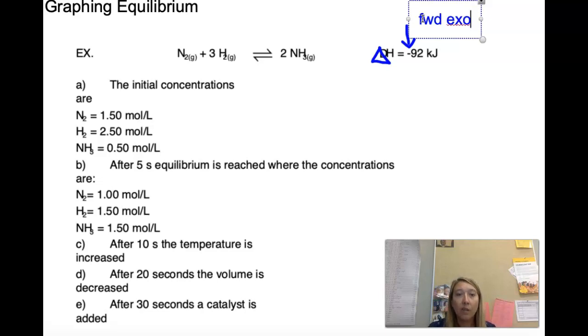So we are given some initial concentrations. We are told that after 5 seconds, equilibrium is reached, and we're given those concentrations. And then we get into all the qualitative stuff. So A and B will be quantitative because it did give us some actual numbers to work with. But once we get to C and D and E, these become entirely qualitative because we don't know by how much it's going to shift. So really what we're looking for is, did you draw it shifting in the correct direction, okay?